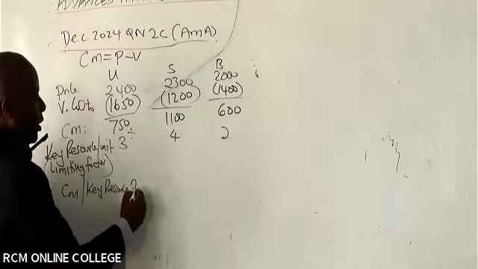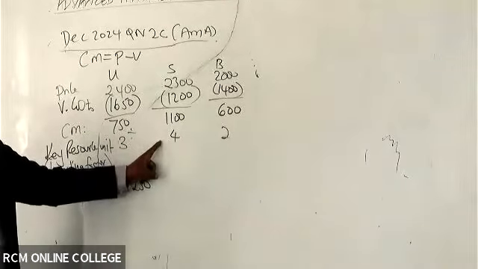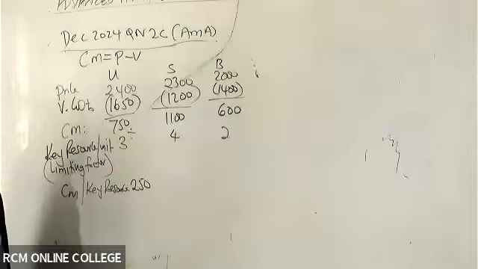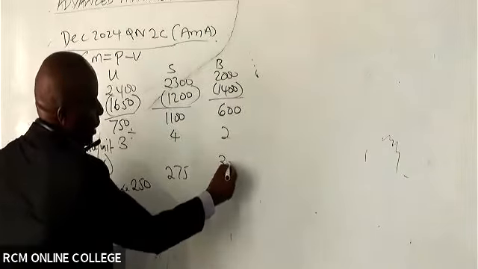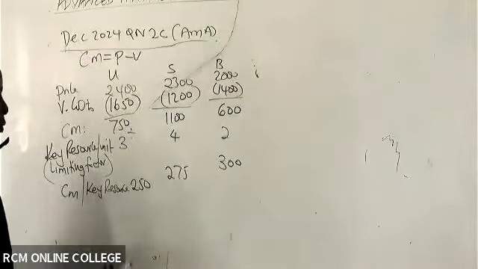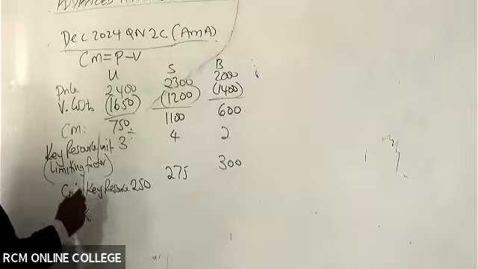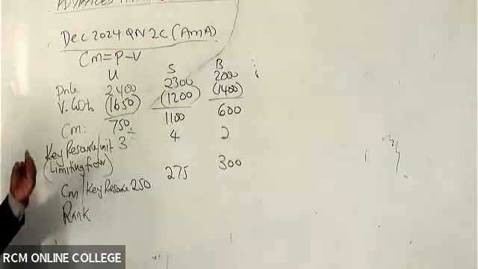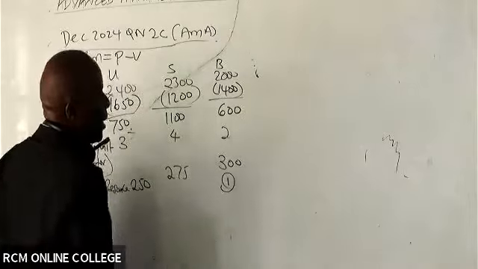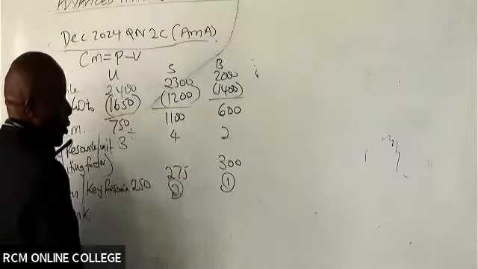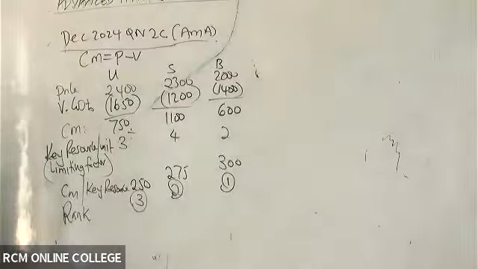Thank you so much. All right. 1,100 divided by 4 gives 275. And then lastly, we have 600 divided by 2, which gives me 300. Now from there, of course, what is to follow? Step number 3, rank them. Ranking. So the higher the better. So in this case here, B becomes position number 1, S becomes position 2, and U becomes position number 3.